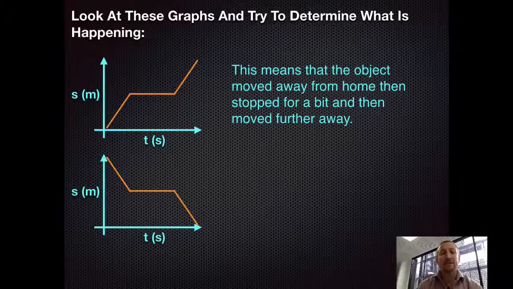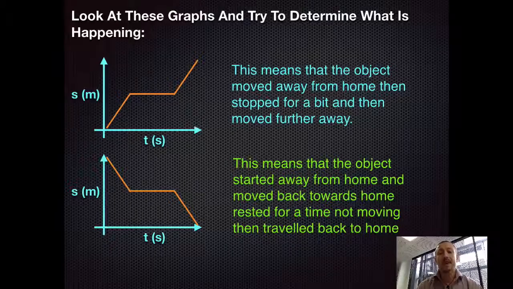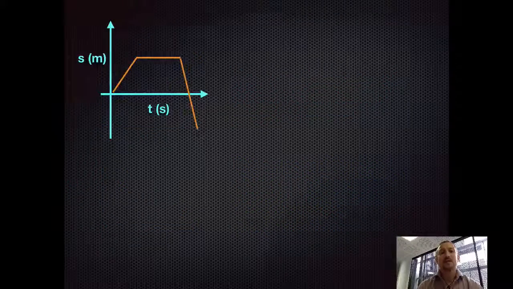Now in the second graph, what we've got is the opposite. We've got a constant velocity, but it's going the opposite direction. All this means is that on the displacement graph, it's getting closer to home. Then we stop for a bit, and then exactly the same, we're moving back to home as we go with time. Notice that in this case, the velocity is not getting slower, it's still constant. The gradient's the same. Let's look at this final graph.